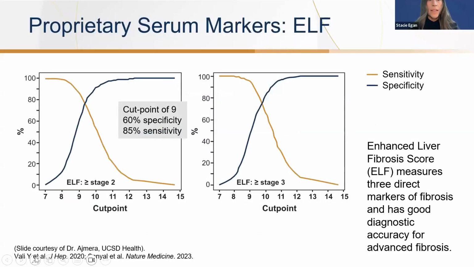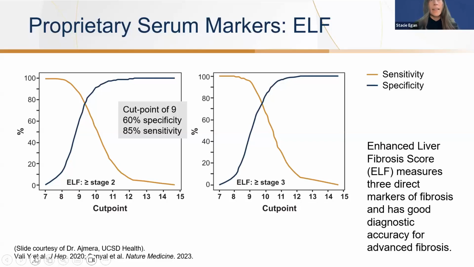Thank you. So one of the proprietary serum markers that we can use is called ELF. ELF is looking at direct measures of fibrosis and has a good diagnostic accuracy for advanced fibrosis. So you can see it's pretty sensitive. When it says that your patient has fibrosis, it's most likely that they do. And so this is a really good test that you can use with a FIB-4. Say that you do have a patient in that indeterminate range of the FIB-4 and you're not quite sure what to do next. This would be a good test to get that's just a blood serum marker.